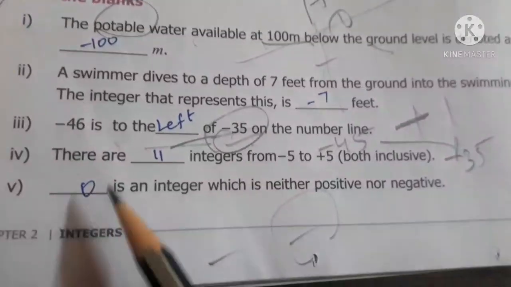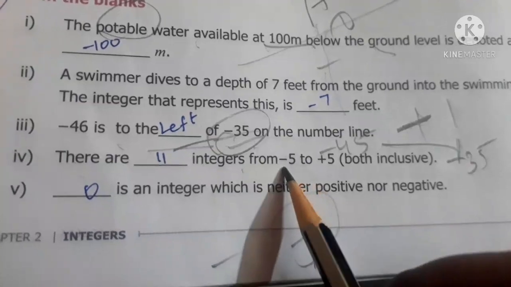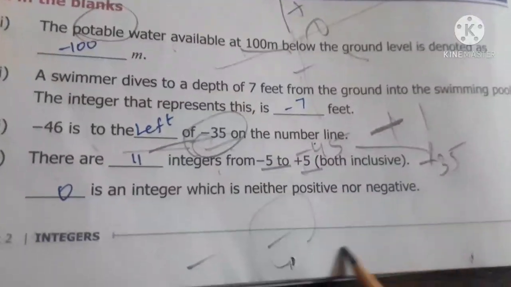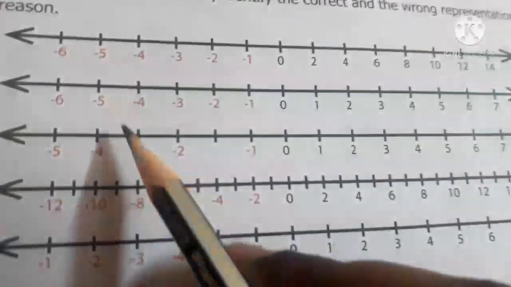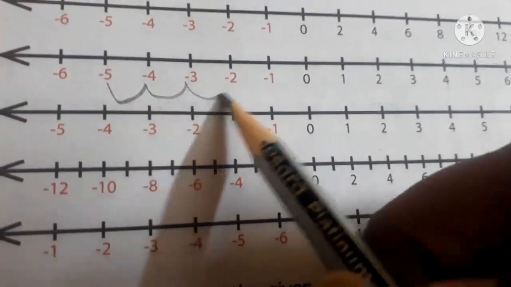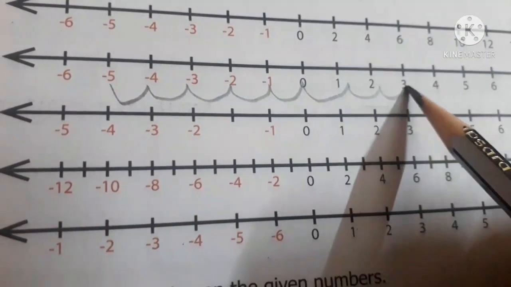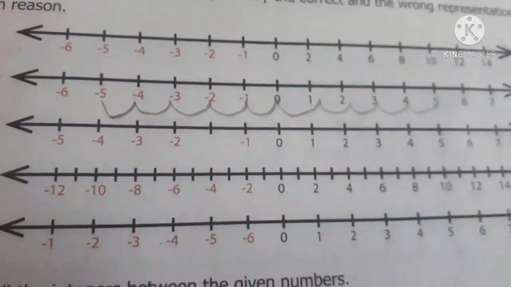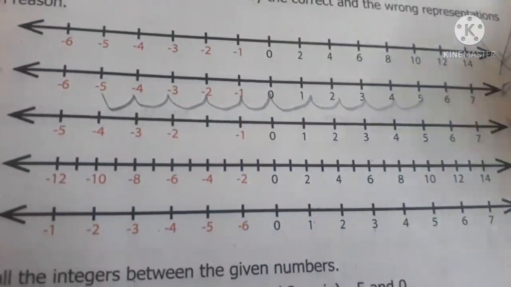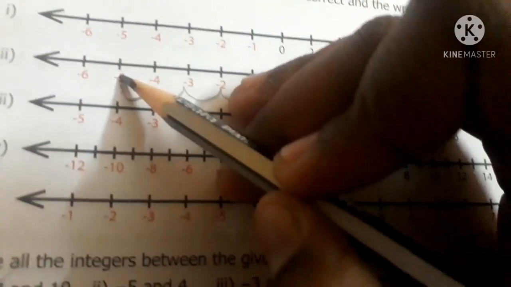Okay, then the fourth question. There are 11 integers from minus 5 to 5. Now we are going to add. I will just show you. See the second one. Here, from minus 5 till positive 5, you add 1, 2, 3, 4, 5, 6, 7, 8, 9, 10. That is 10 units. But you should not write the answer as 10. They have asked about integers, that is, the numbers only you should count. So minus 5 you should include and 5 also you should include. So you should count like this.